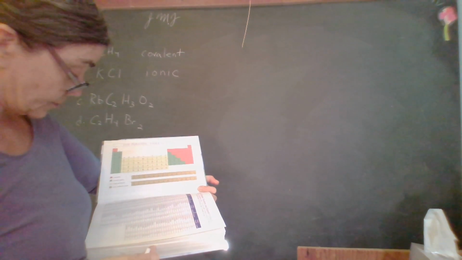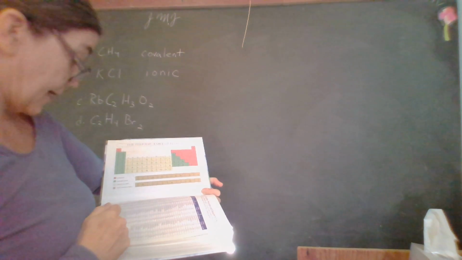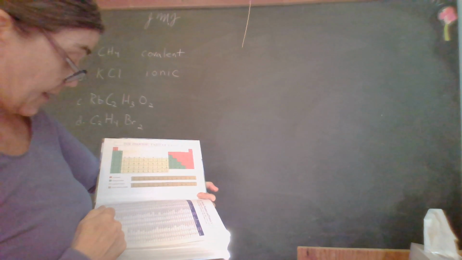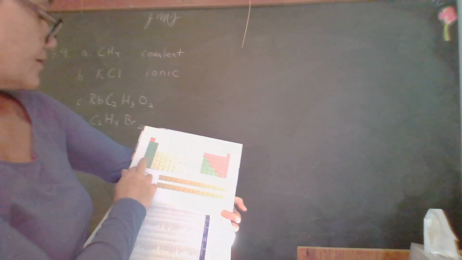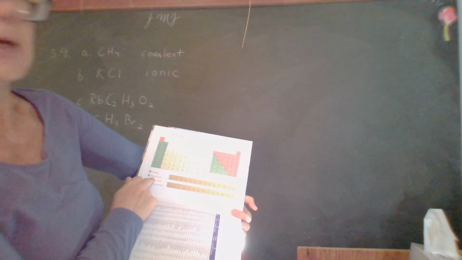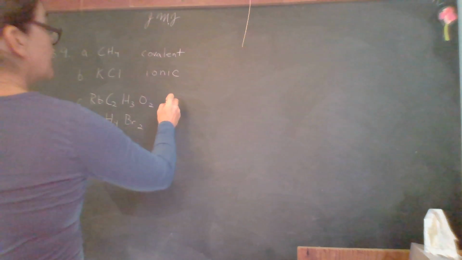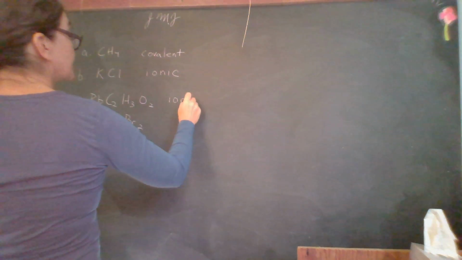Okay. RbC2H3O2. Okay, Rb is rubidium. It's number 37. Here it is. Oh, clearly a metal. That means I don't need to go any farther. This is an ionic compound.